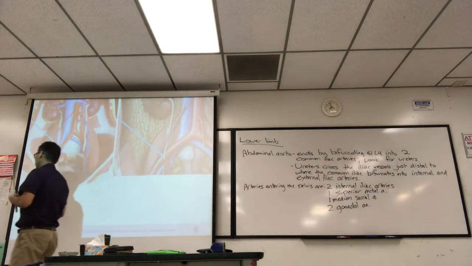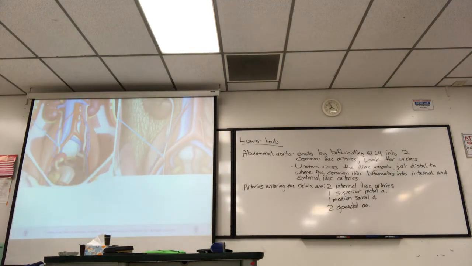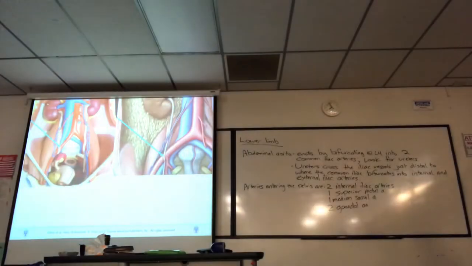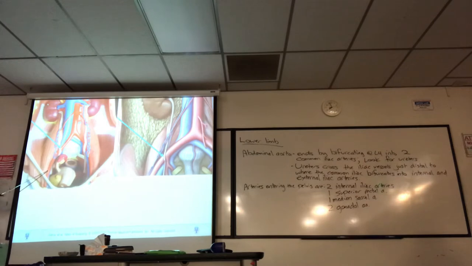So now we're in the pelvis. Let's talk about the pelvis. Here's one slide showing you the landmark I mentioned. This will help you when we talk about pelvic arteries. The blue arrow is pointing to where the ureters cross the iliac vessels, right where they bifurcate. If you go before the arrow, you've got common iliac. If you cross it and go after it, it's not going to be common iliac. It's going to be the external iliac artery.